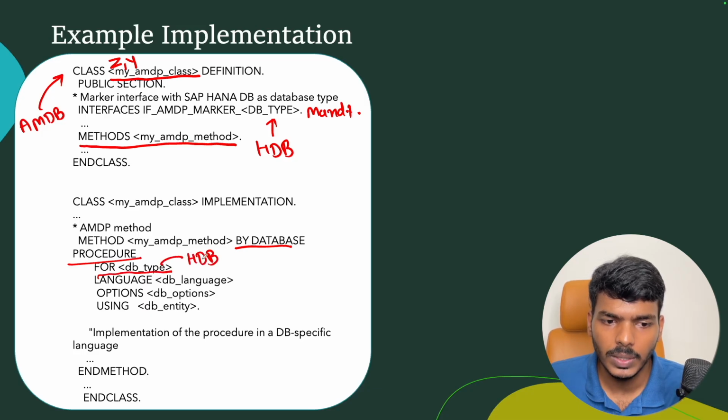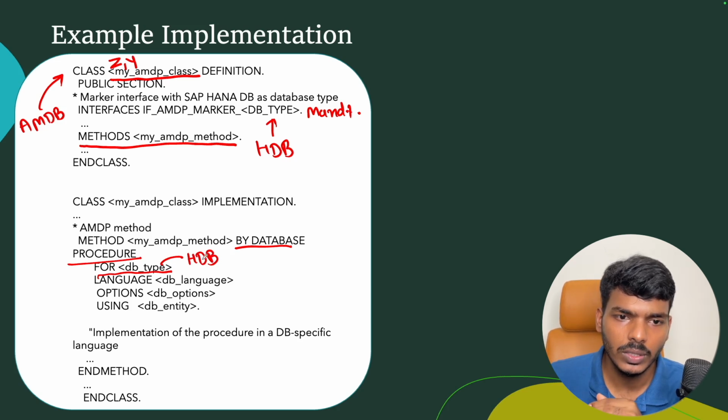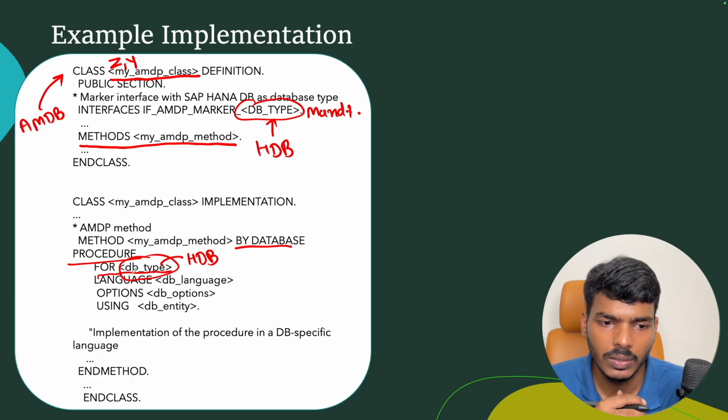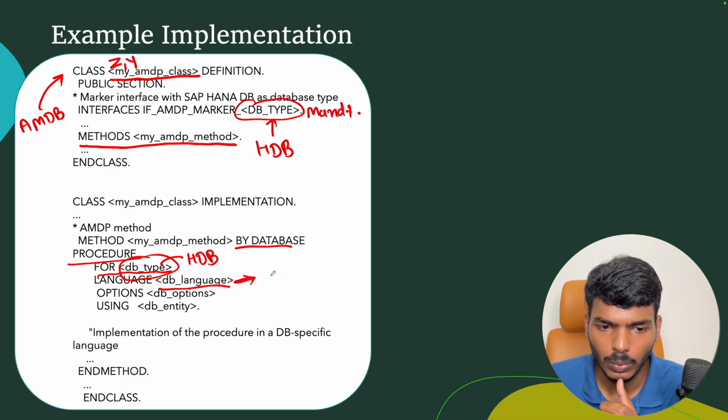This example is copied from official SAP documentation. That's why we have these variables, because originally it was developed for multiple databases and multiple languages, but we are using it with only HDB. Then we have language. What are the languages? HDB supports SQL script, so we will always use SQL script here. In options we will use read only.